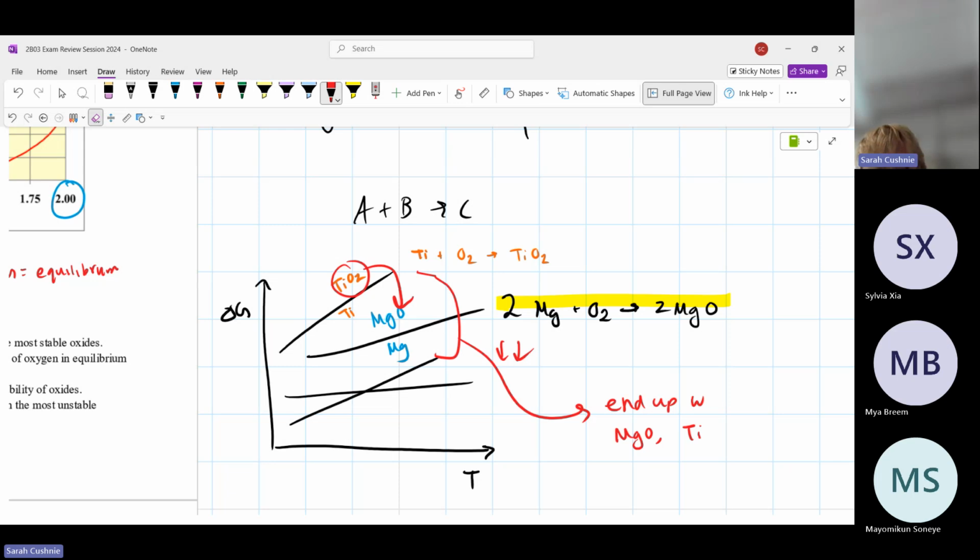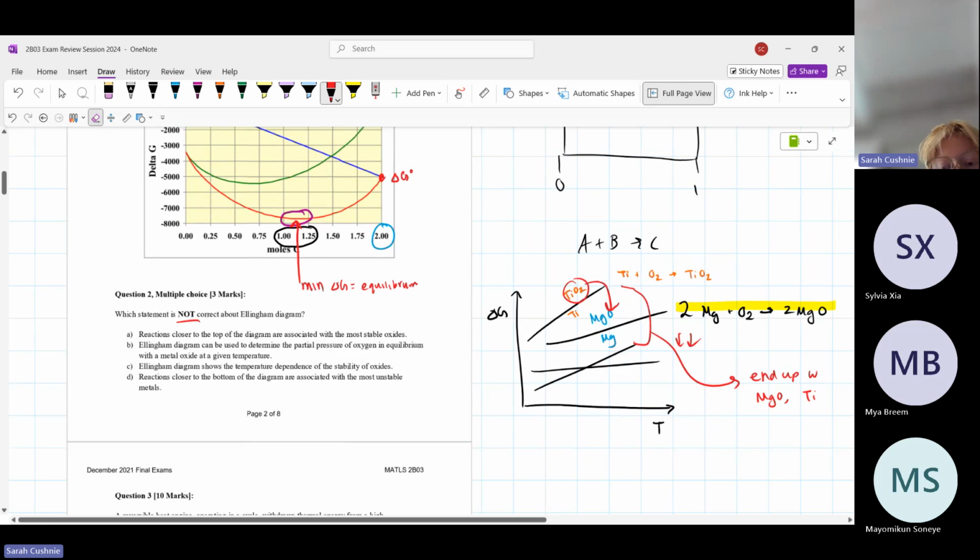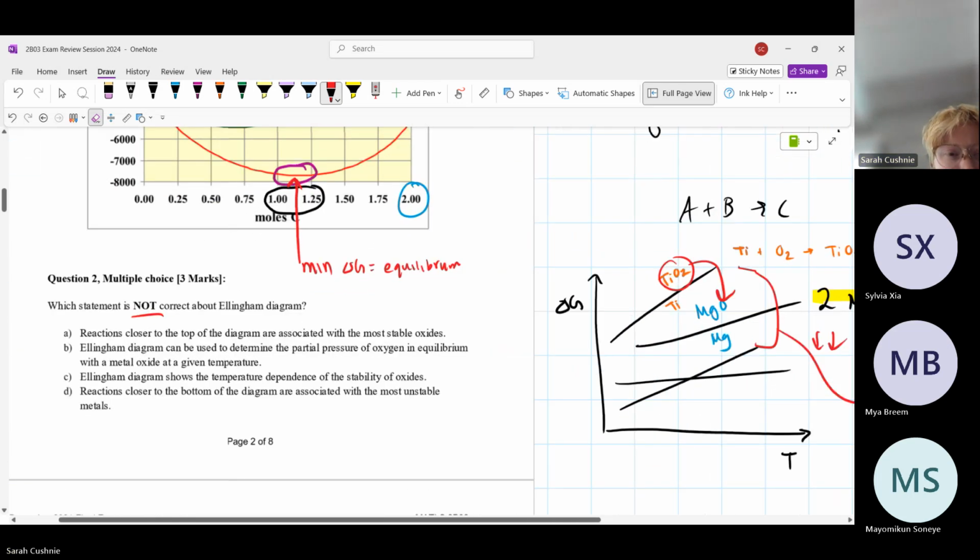There are also a lot of other intricacies, like the partial pressure of oxygen needed to make this happen, the scales on the side, and the slopes and all of that. But this is the overall way to read it. What are we looking at here? How do these reactions take place with each other? So now that we have that basis, we can go into the question.